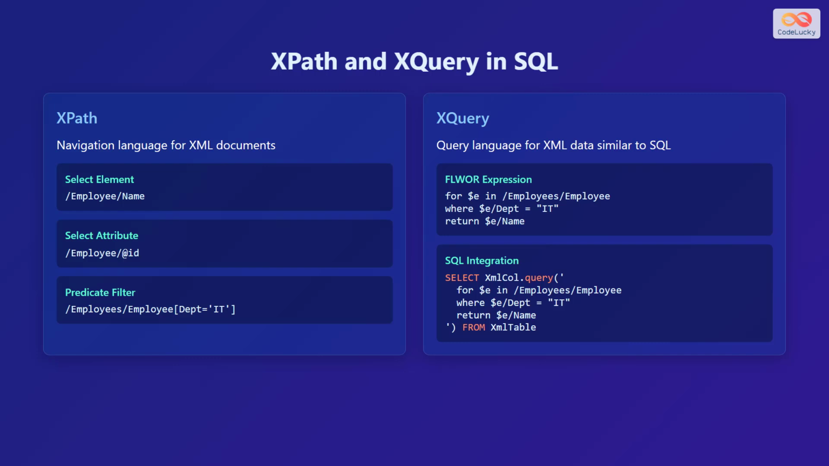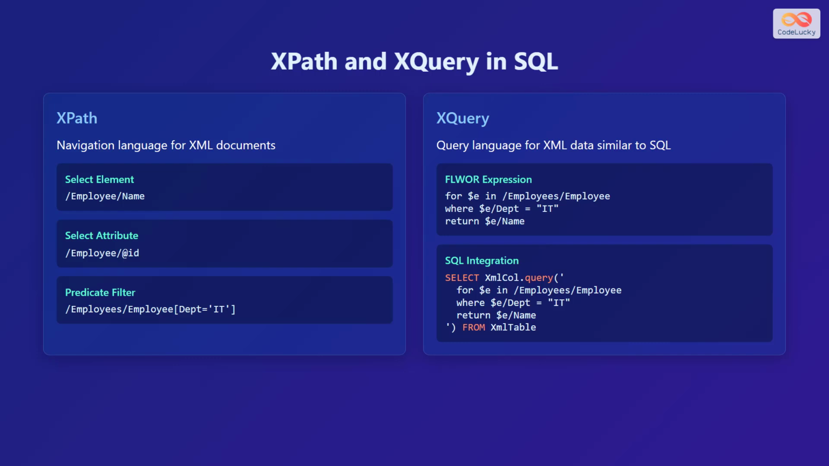XPath and XQuery are languages used to navigate and query XML documents. XPath is used to select nodes in an XML document. For example, /employee/name selects the name element under the employee element. /employee/@ID selects the ID attribute of the employee element. And /employees/employee[@department='IT'] selects employee elements where the department attribute equals IT.